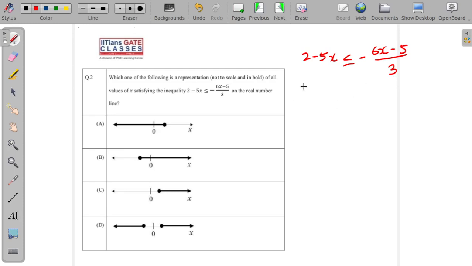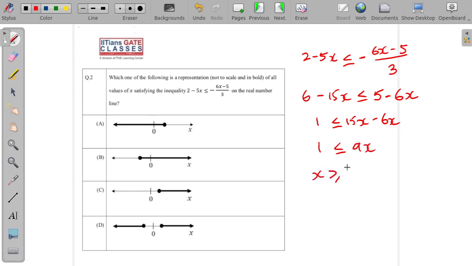Multiplying both sides by 3, I'll be getting 6 minus 15x is less than or equal to this minus, I'll multiply over here, and write it in reverse. So 5 minus 6x. Getting this here, 6 minus 5 will give me 1, which is less than or equal to 15x minus 6x. That is 1 is less than or equal to 9x, or x is greater than or equal to 1 over 9.